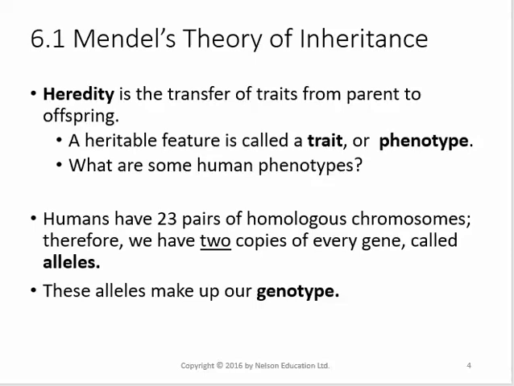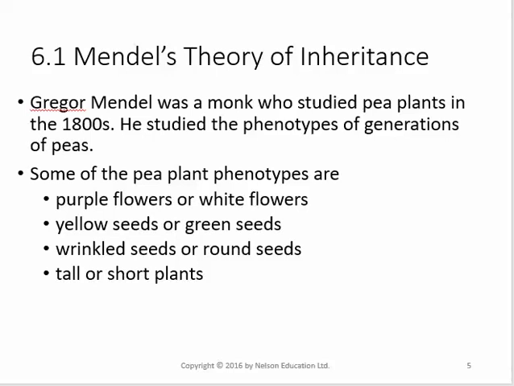So the guy who figured out a lot of this was an old monk who was interested in gardening and growing food, and he started noticing all kinds of things about peas, and he was meticulous and he wrote things down. He was a very early scientist a couple hundred years ago.